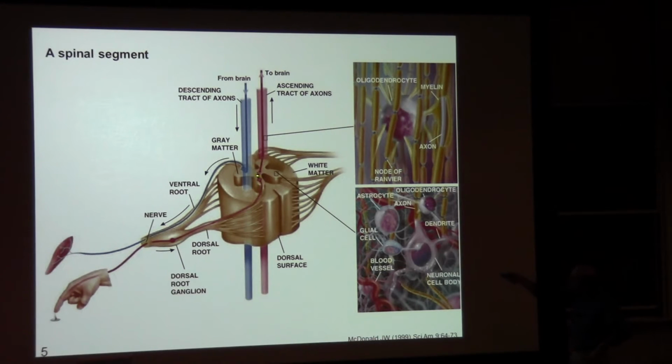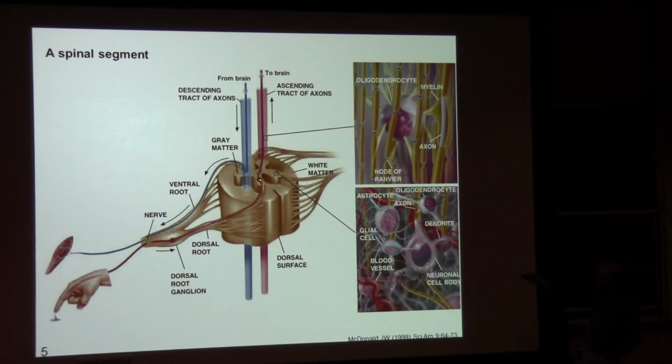Outside of this butterfly region is the region that's called the white matter. This is where you have the axons that are traveling from the brain down to the spinal cord, like these blue axons here, or going from the spinal cord up to the brain, the ascending tract of the axons. So sensory information going up, motor information coming down to cause movements. And here's the nerve bundle that's leaving the spinal cord to go out to the finger.